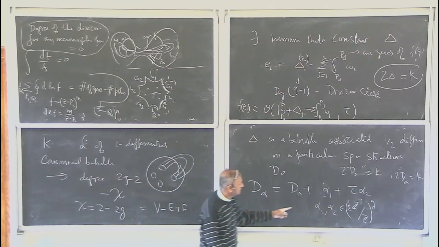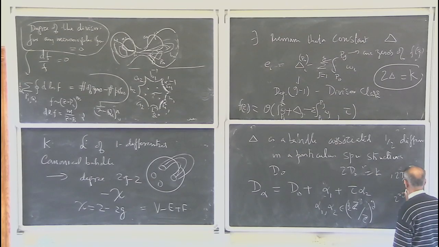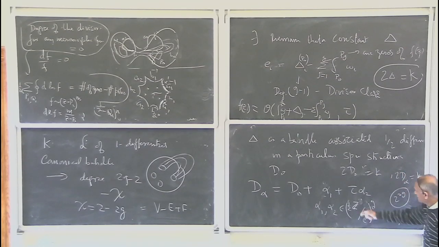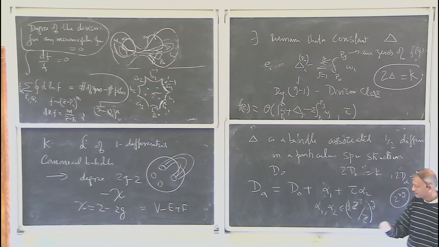are there. It's clear, right? These are all half integers. You'll find 2 to the power of 2g of them. Because this is a g-dimensional vector, that's a g-dimensional vector. Each entry you can choose either 0 or half, right? So you'll find 2 to the power of 2g spin structures.